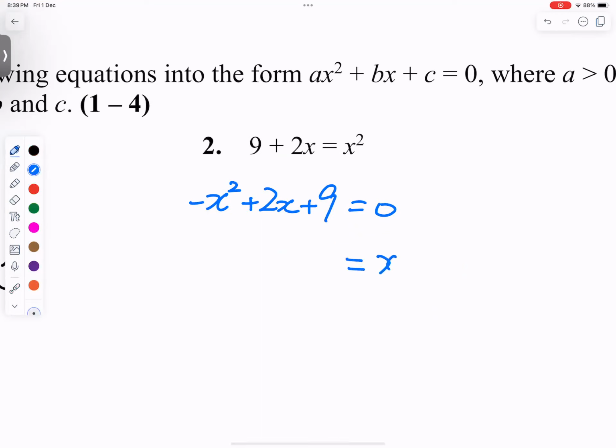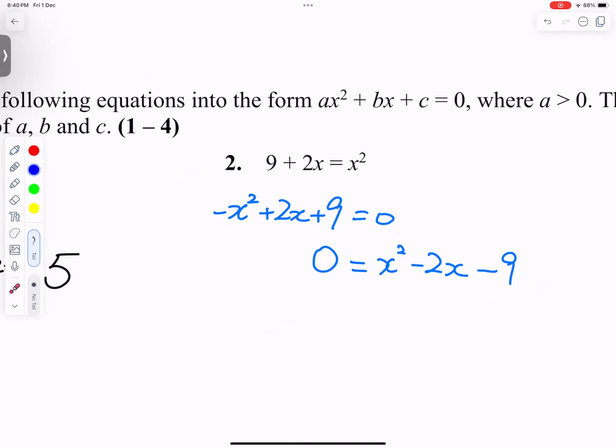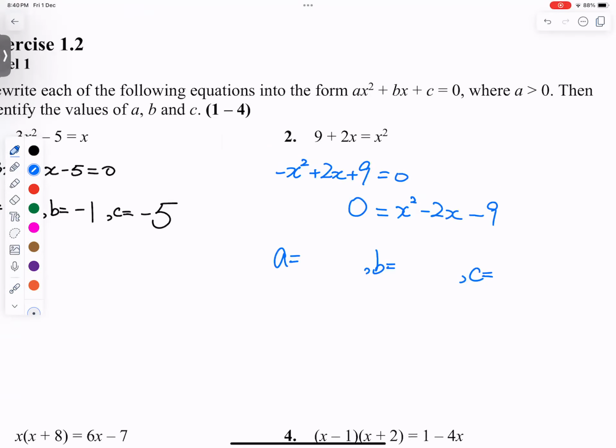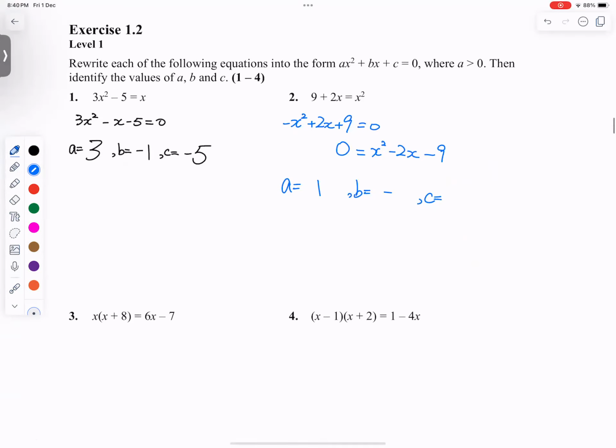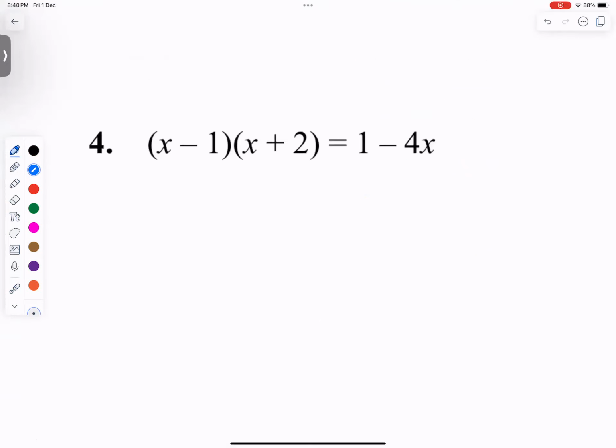So it will be x squared minus 2x minus 9. This is also same thing, same as this, just left and right changes. After making sure your x squared is positive side, then you can write your a's, b's, and c's. A equals to 1, B equals to -2, and C equals to -9. Yep. Then how do we do question 4?